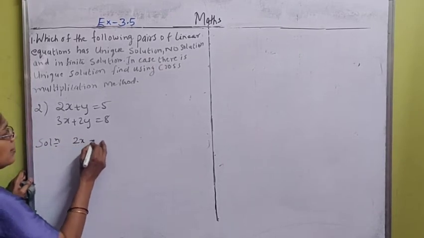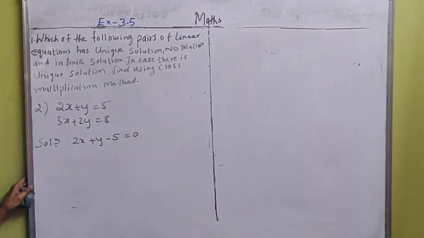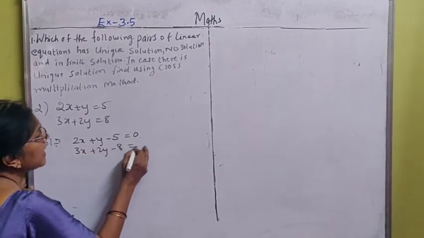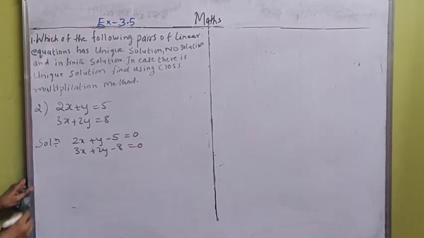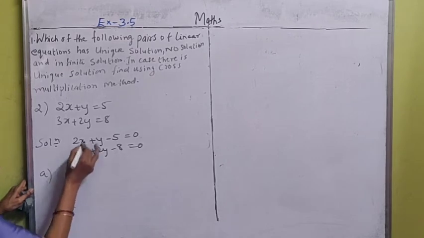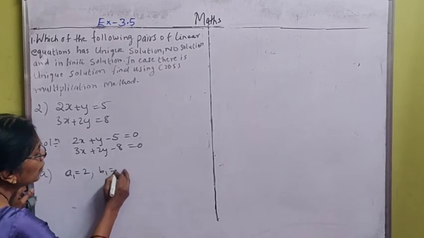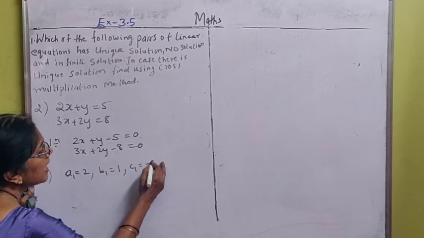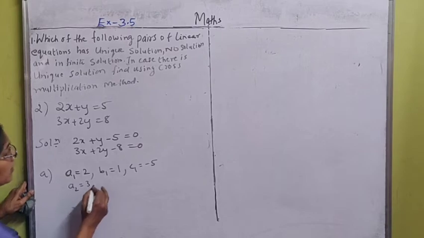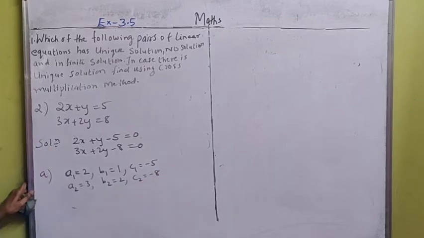So 2x plus y minus 5 is equal to 0. Next one, 3x plus 2y minus 8 is equal to 0. Now I will check. First I am going to write down the values. A1 value with the sign, 2. B1 value 1, C1 value with the sign, minus 5, A2 value 3, B2 value 2, C2 value minus 8.